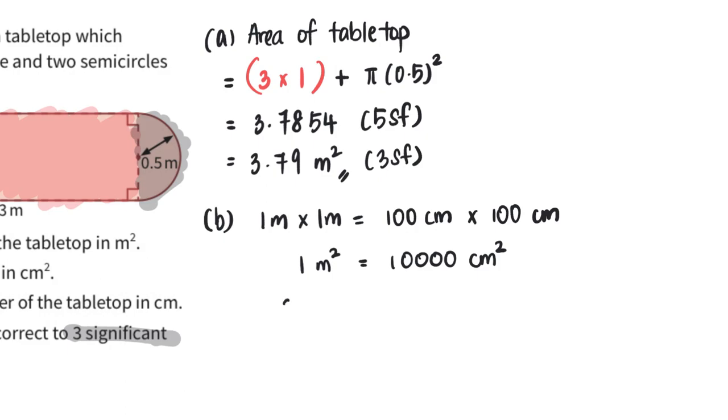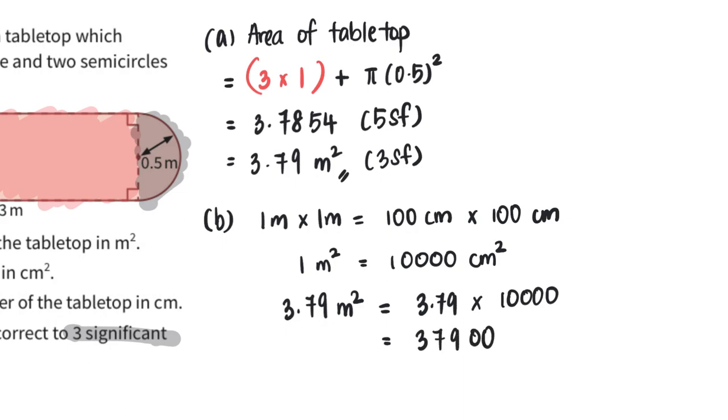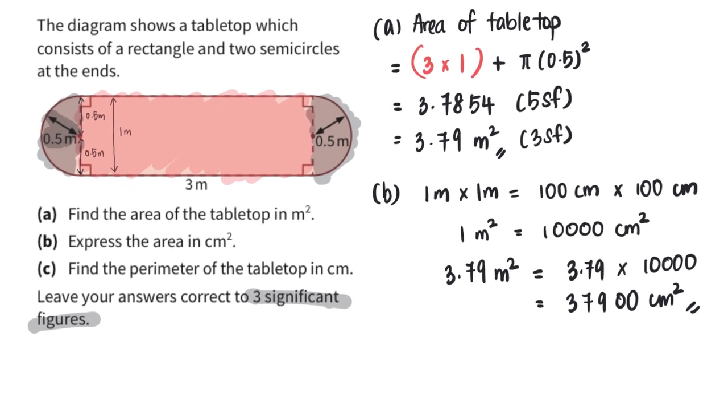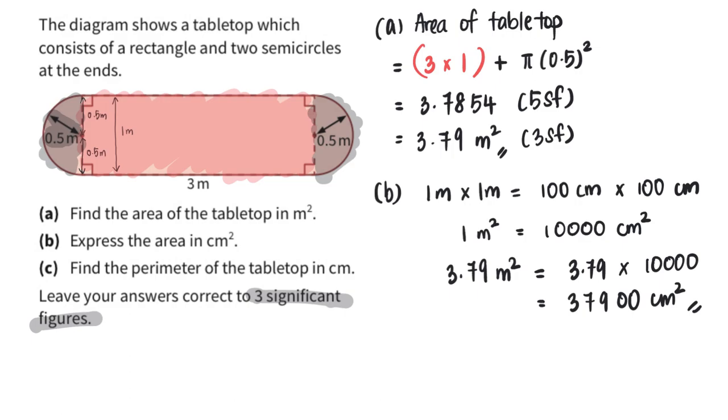And so from here, I will be able to get what is my 3.79 meter square. Yeah. So this will be equals to 3.79 multiplied by 10,000, 37900 cm square. Okay. So that will be for part B. Find the perimeter of the tabletop in cm.